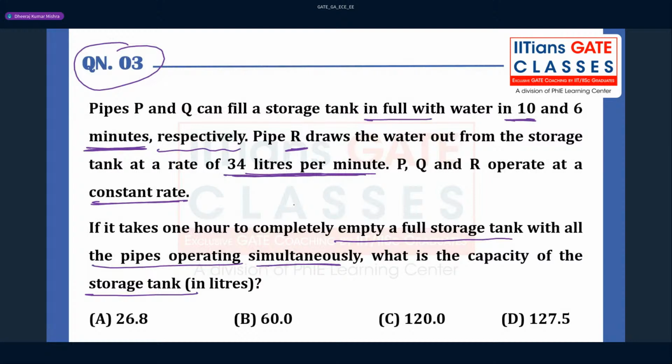This is a very simple method that I'm telling you, though I have told you many other methods in the classroom, and you can also follow those. If it takes 1 hour to completely empty a full storage tank with all the pipes operating simultaneously, 1 hour means 60 minutes. They have given here that R draws water out from the storage tank at the rate of 34 liter per minute.